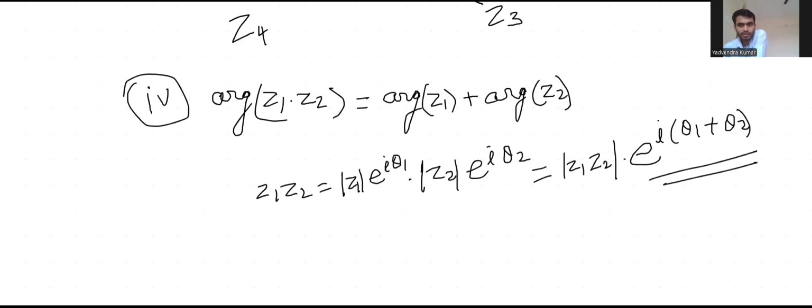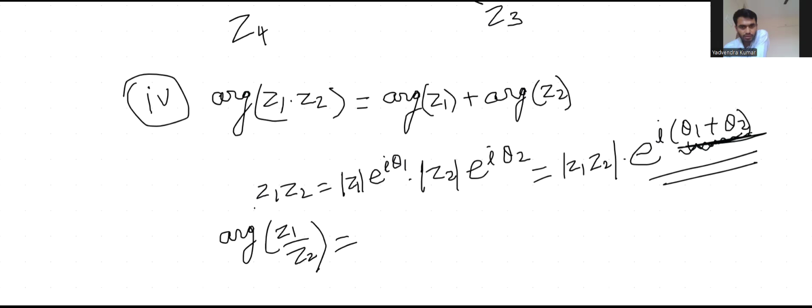So what we are getting at the end? The argument of Z1 Z2 is coming as argument of Z1 plus argument of Z2. Similarly, argument of Z1 by Z2 is going to be argument of Z1 minus argument of Z2, by the log property. Why this minus? Similar as previous.